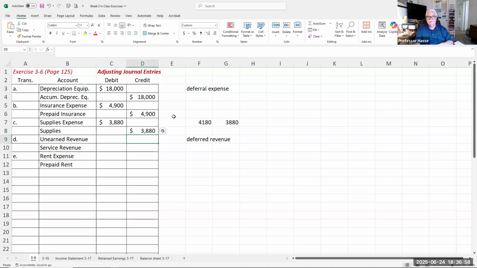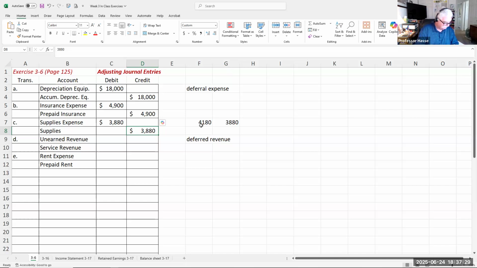We purchased $3,480 of additional supplies during the year. We took a count at the end of the year, found that there was $300 of supplies left. We must have used the difference, $3,880. Debit expense, and adjust the supplies asset account down to the inventory balance of $300. Clear as mud.